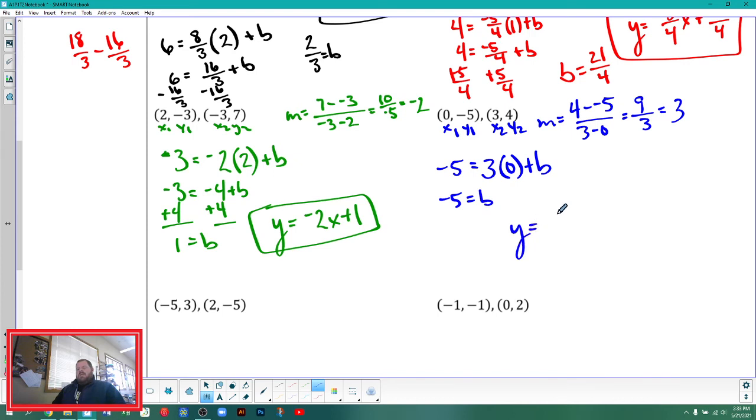It turns out that any time you have a point like this one, where you have 0 comma a number, that is 0 comma b. I don't know why I wrote negative b. I meant positive b. So that is your y-intercept. So I get y equals 3x minus 5.